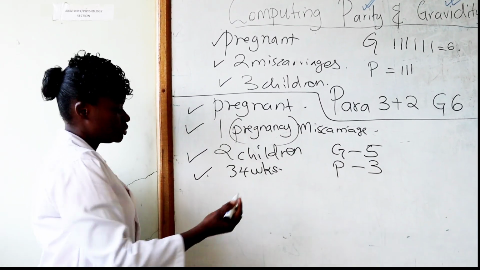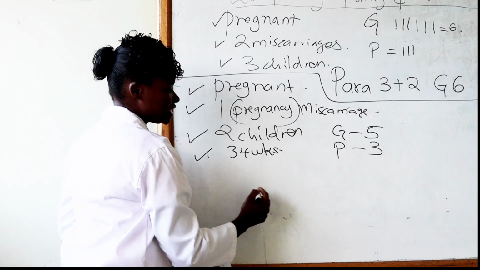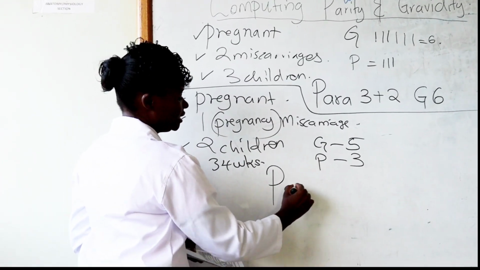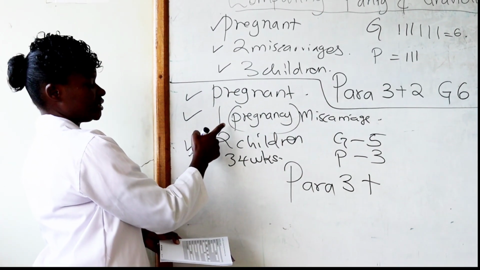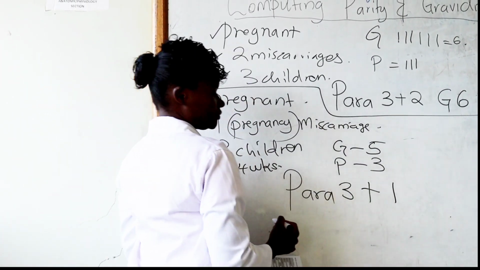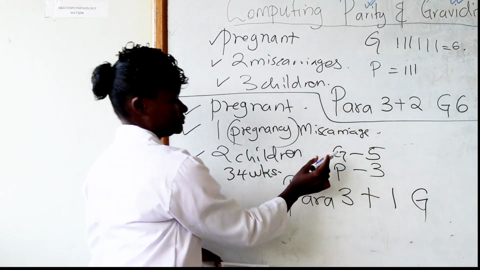So then how do we put our parity and gravidity? Let's compute that all together. So this woman is para 3 plus how many miscarriages? 1. Gravida 5.